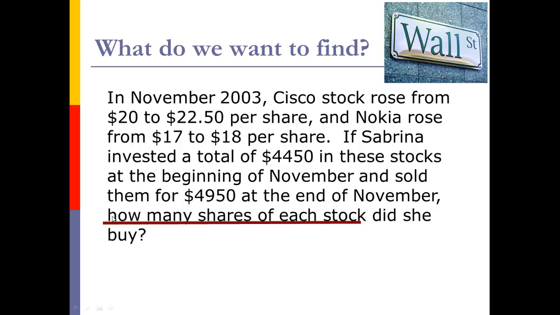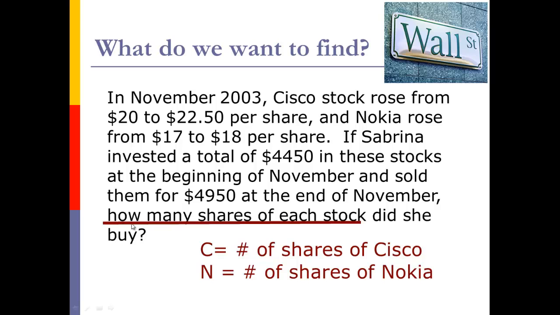So I go to the end, and usually that's where the question is. And in this case, we're looking for how many shares of each stock. Then I can read through it and find out we've got two companies we're playing with, Cisco and Nokia. So I'm going to let C be the number of shares for Cisco and N be the number of shares for Nokia.